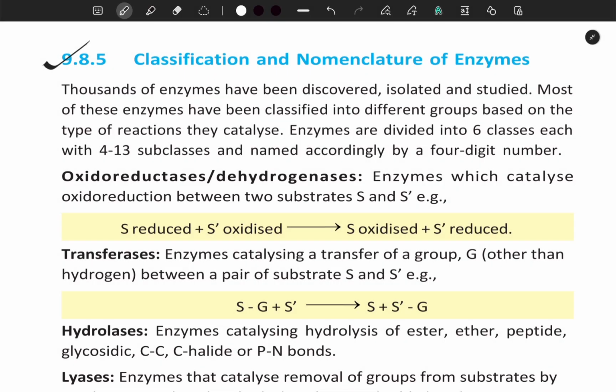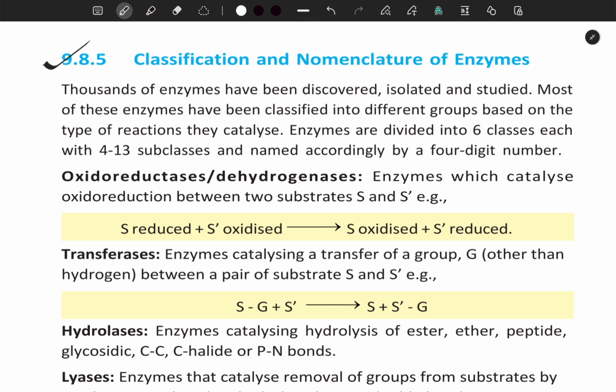9.8.5 Classification and nomenclature of enzymes. Thousands of enzymes have been discovered, isolated, and studied. Most of these enzymes have been classified into different groups based on the types of reactions they catalyze. Enzymes are divided into 6 classes, each with 4 to 13 subclasses, and named accordingly by a 4-digit number.